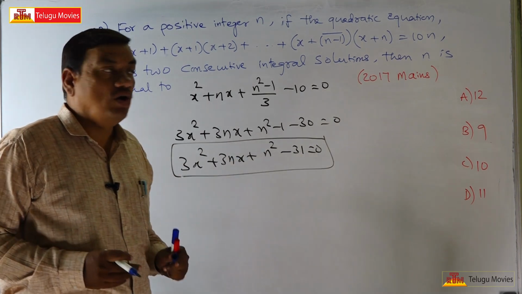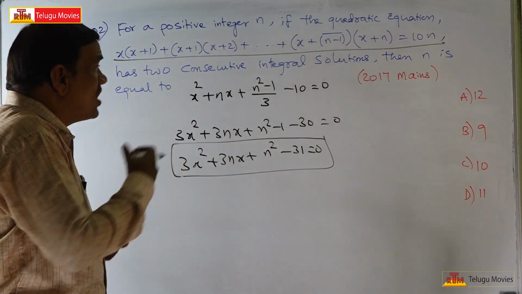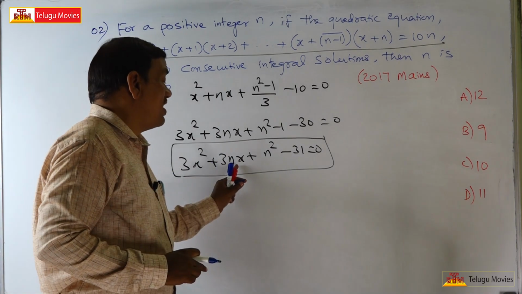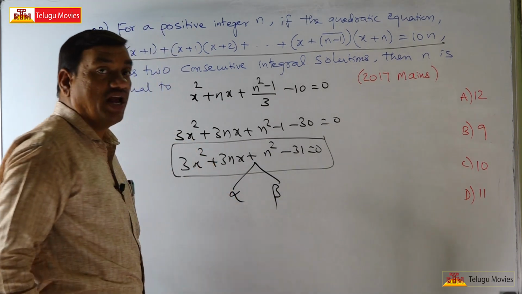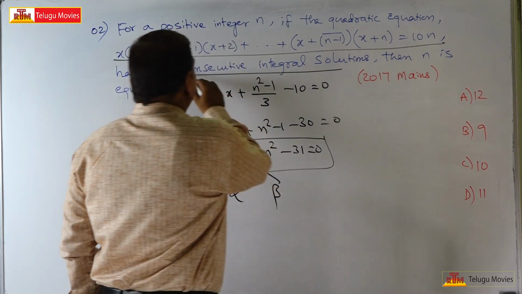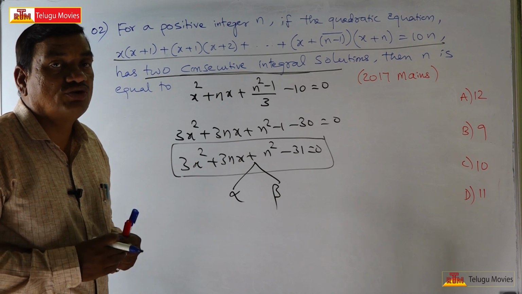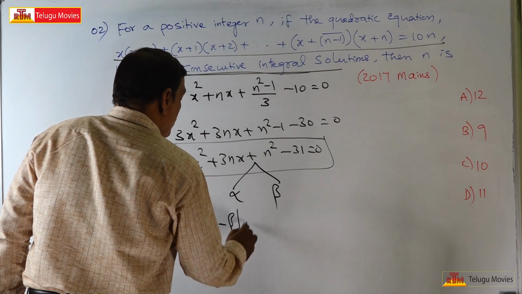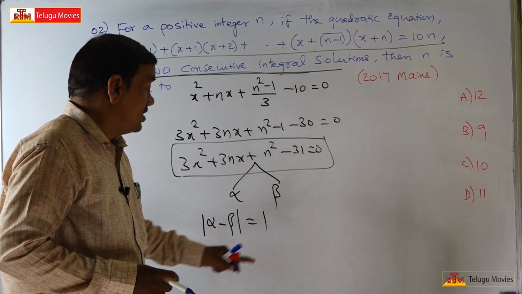Now, up to now what we did, whatever may be the given equation, we converted it into a quadratic equation form, that is ax square plus bx plus c is equal to 0. Every quadratic equation will have at most two roots, but here it is given that it has two consecutive integral solutions. Consecutive means what? What is the difference of the two consecutive numbers? It is 1. That means we don't know which is a bigger one, which is a smaller one. The difference of those two consecutive integer roots is equal to 1.